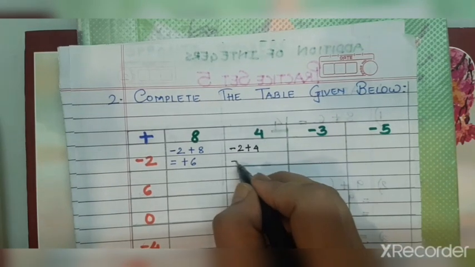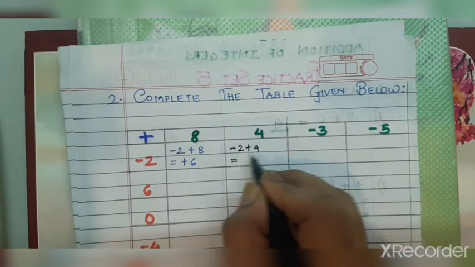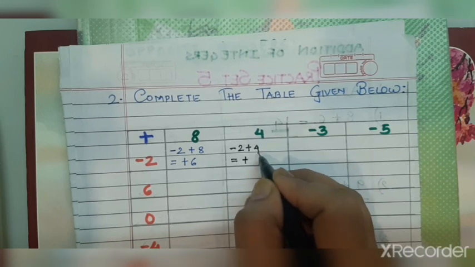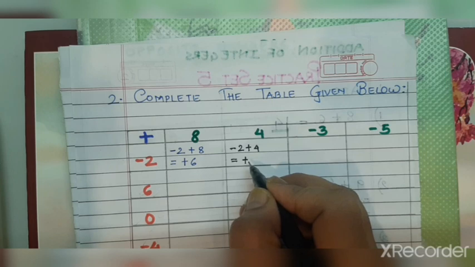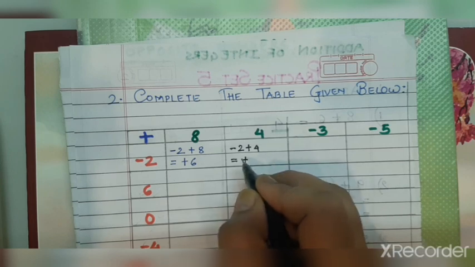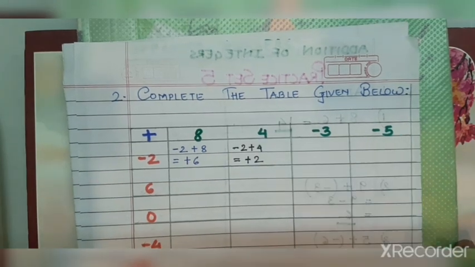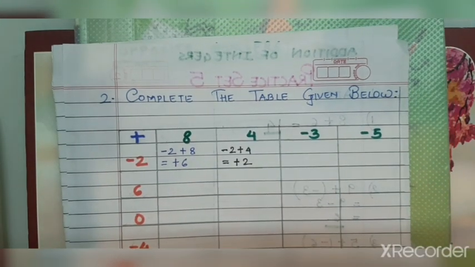So what is the answer? Again here the signs are different, so write the sign of the greater number. The greater number is 4. I have written the sign plus and subtract. So 4 minus 2, 2. Now I proceed.